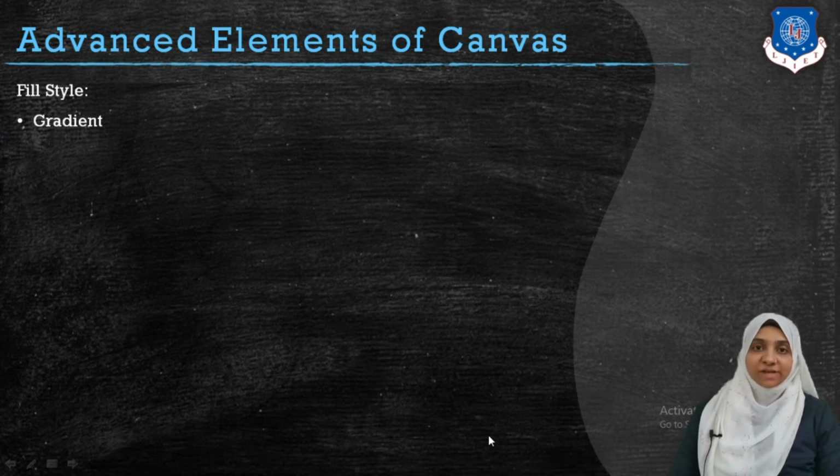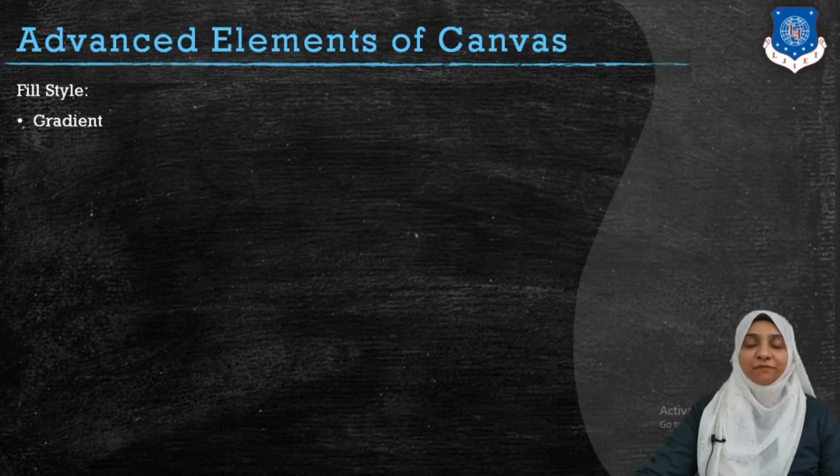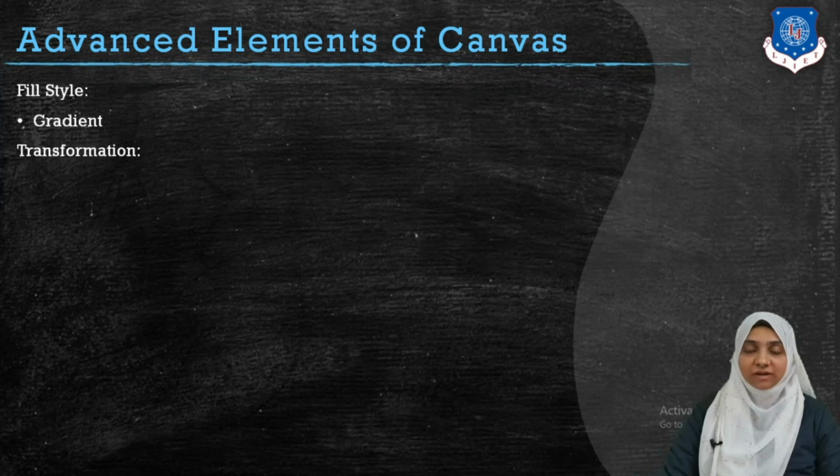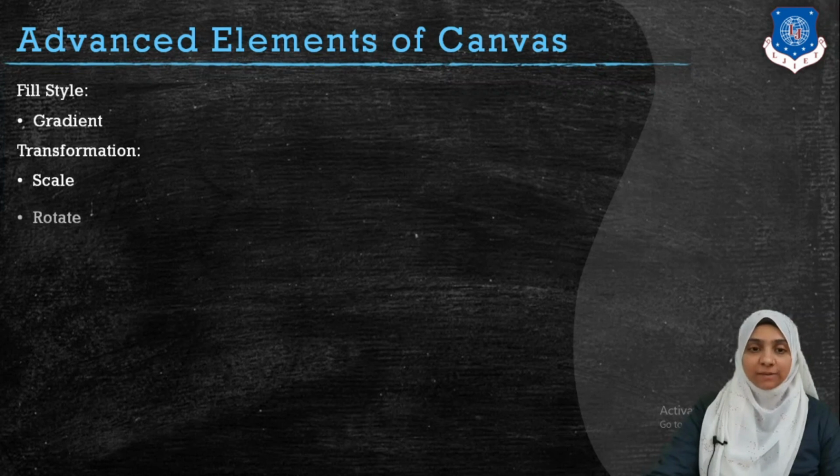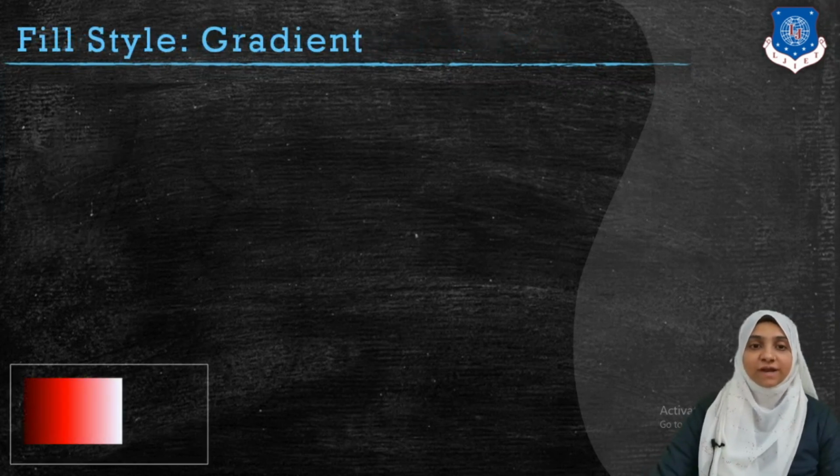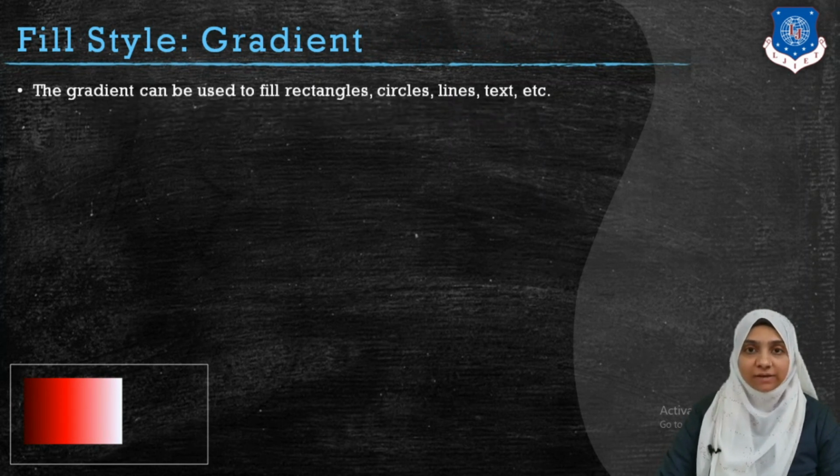Hi, in today's video we are going to cover some of the advanced elements of canvas. The first one is the fill style property, that is, the gradient style of a fill. Second are the transformation techniques such as scale, rotate and translate. Let us start with fill style gradient.